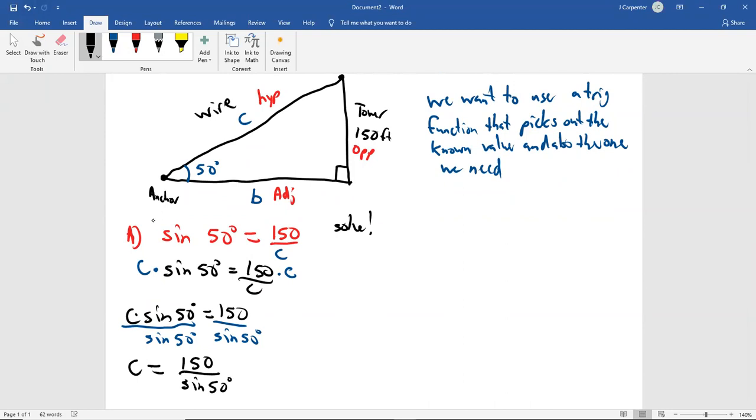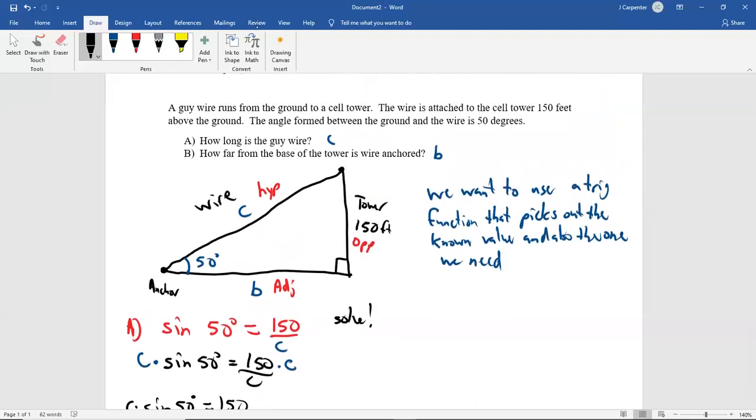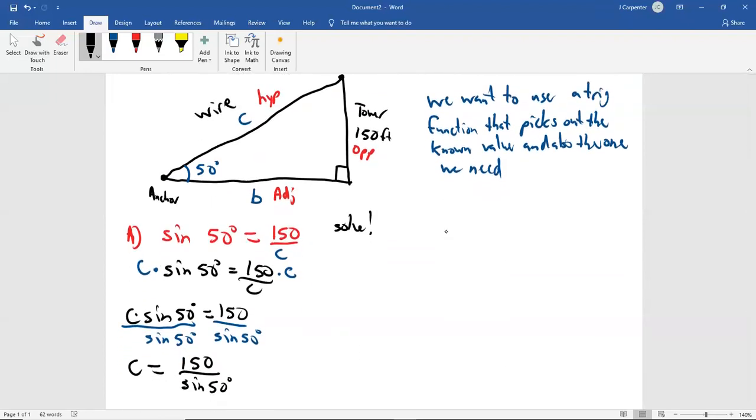Now, depending on the format of tests, if this was a classic, in-class, in-person test, I would say this is the answer. But usually with applications, they want decimal values. So what we would do is round to the nearest tenth. And I forgot to write that in the instructions, didn't I? I did. Round to the nearest tenth. It's an application. While yes, analytically, 150 divided by sine of 50 degrees is an accurate answer, if it's an application, we want numbers. We want numbers our boss can understand.